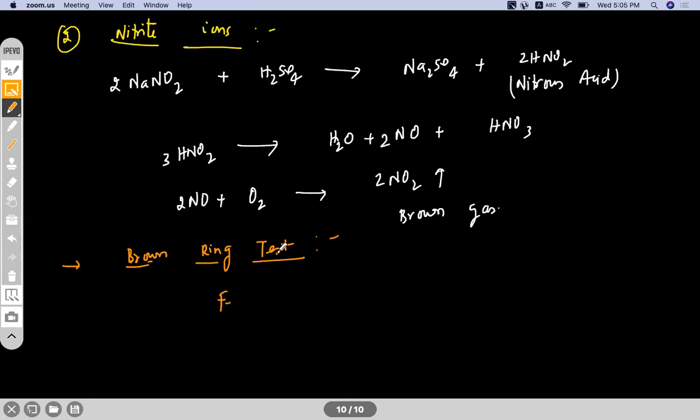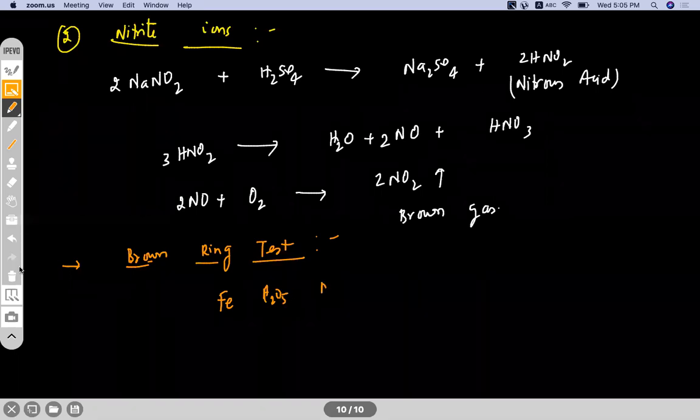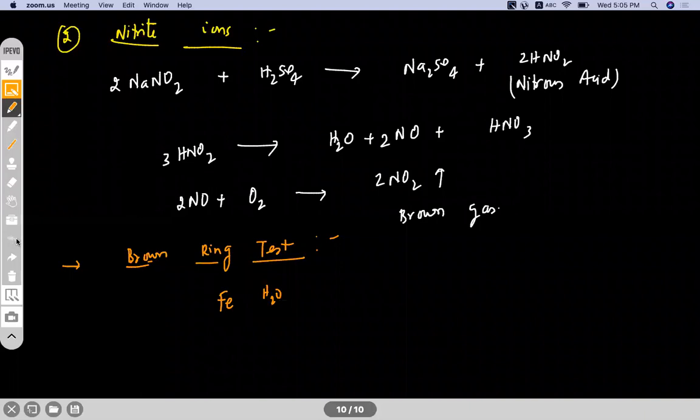And it is due to the formation of this compound, [Fe(H2O)5NO]SO4. This complex forms, and because of that only we have the brown ring forming over there.